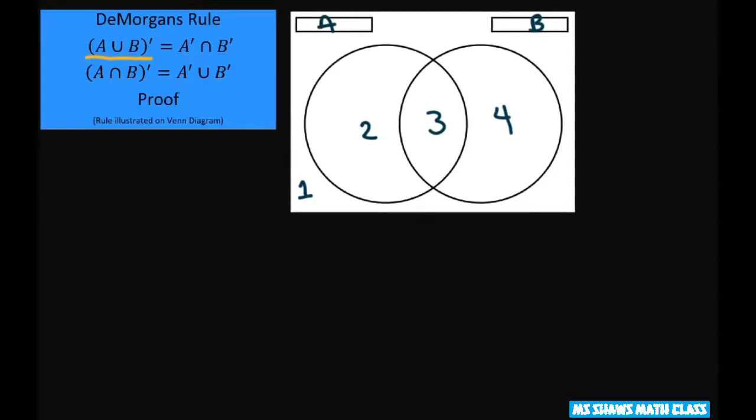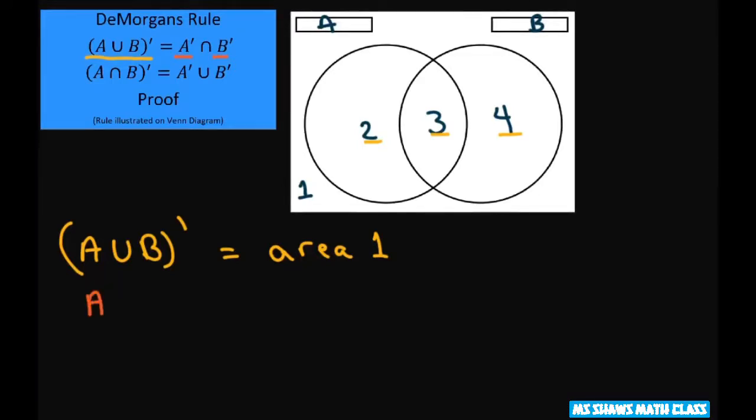So if you look at A union B, the complement of that. So A union B is 2, 3, and 4. So the complement of that would be area 1. All right. And now let's look at this one.